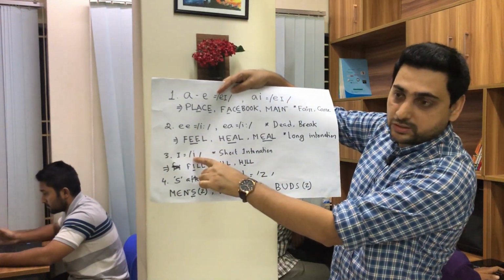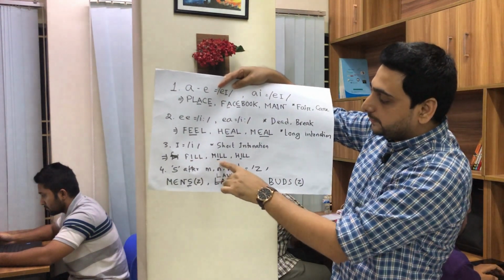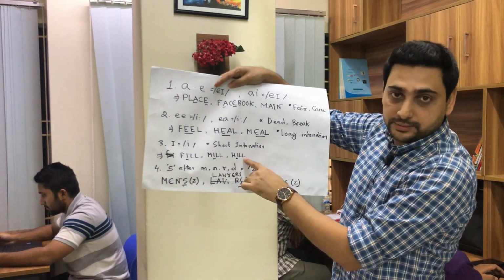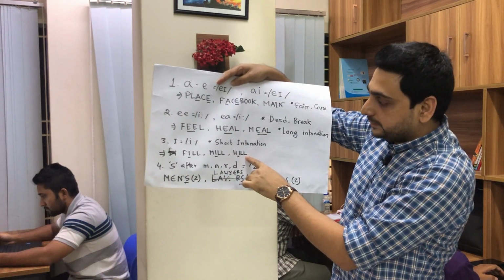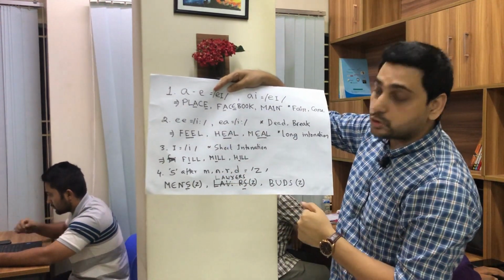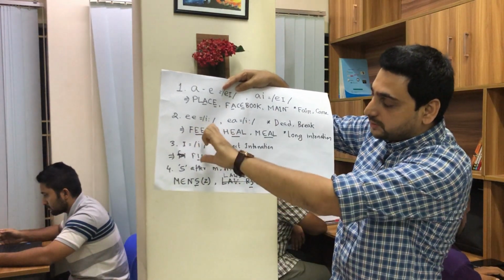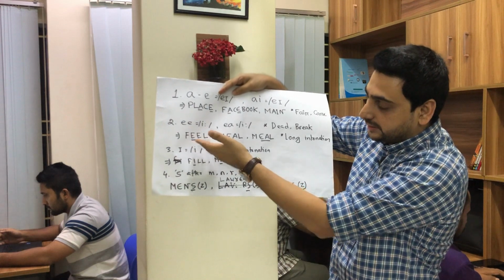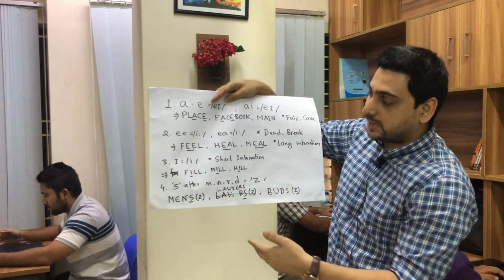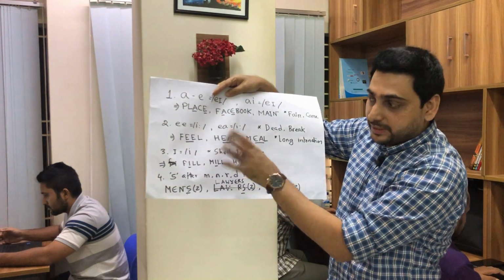Okay, the next rule is, as I'm showing you here, opposite to this one. I in the middle is always short intonation. For example, fill, mill, hill. Okay, there is no exception. It's always short. That's the reason why I say right intonation is needed, because if you want to pronounce feel but you are pronouncing fill, then meaning will change.